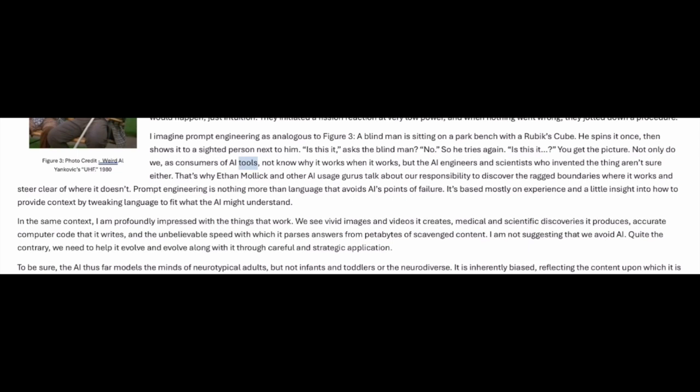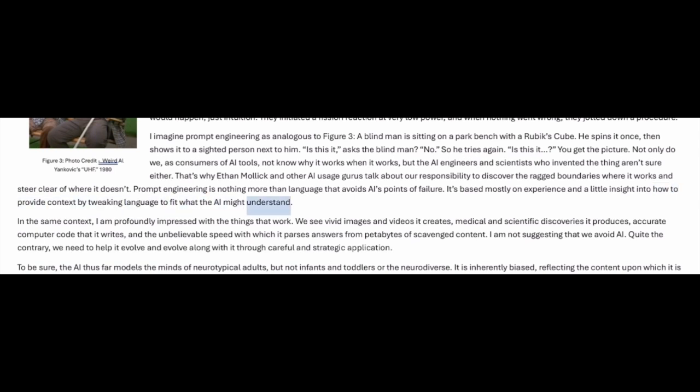Not only do we, as consumers of AI tools, not know why it works when it works, but the AI engineers and scientists who invented the thing aren't sure either. That's why Ethan Mollick and other AI usage gurus talk about our responsibility to discover the ragged boundaries where it works and steer clear of where it doesn't. Prompt engineering is nothing more than language that avoids AI's points of failure. It's based mostly on experience and a little insight into how to provide context by tweaking language to fit what the AI might understand.